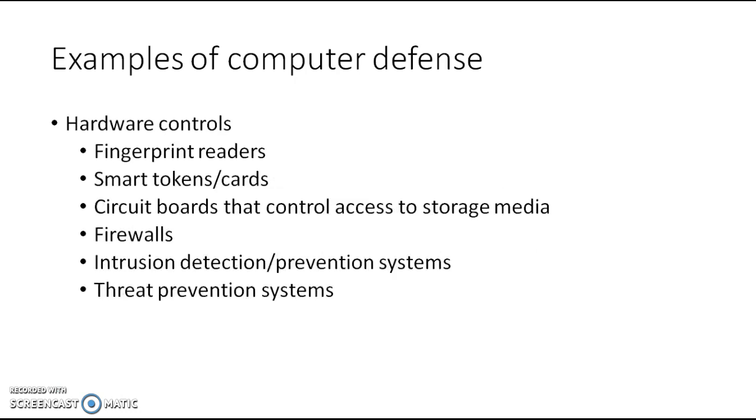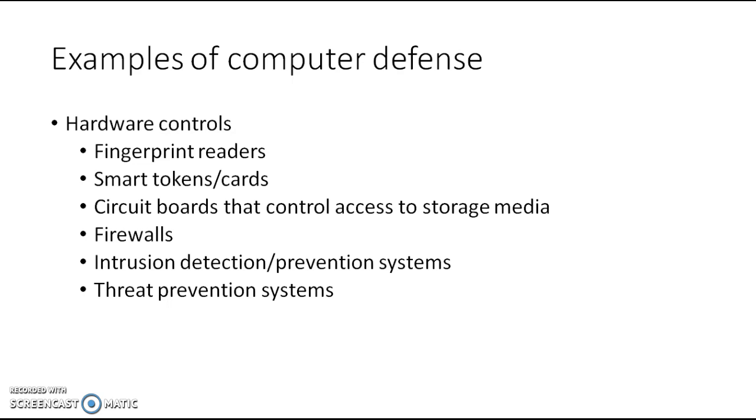Hardware controls, that is how we can enforce security through hardware. We have fingerprint readers. For example, if you want to allow a person to enter an office or an organization, or to record attendance, you need a fingerprint reader. You have smart token cards to open the gates. Circuit boards control access to the storage media, meaning whenever you want to access a storage media, you must have a circuit board.